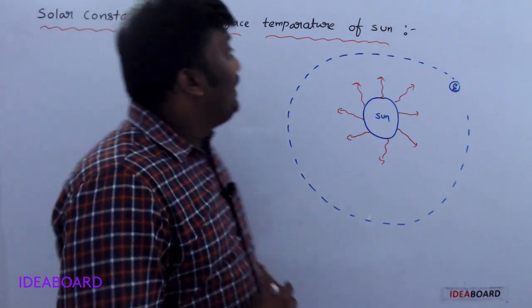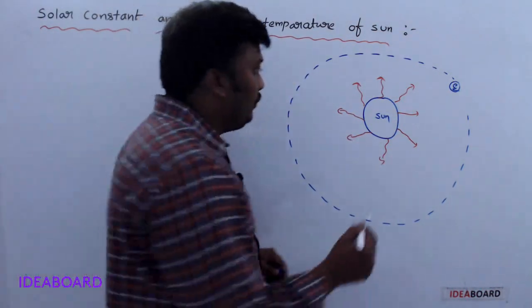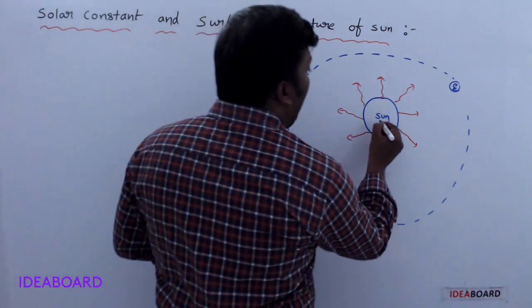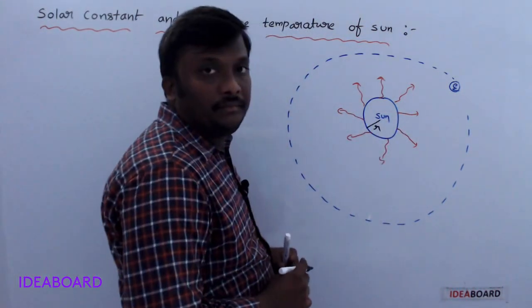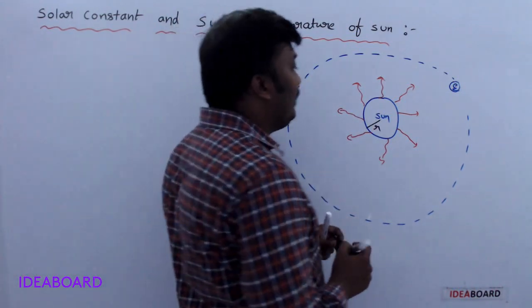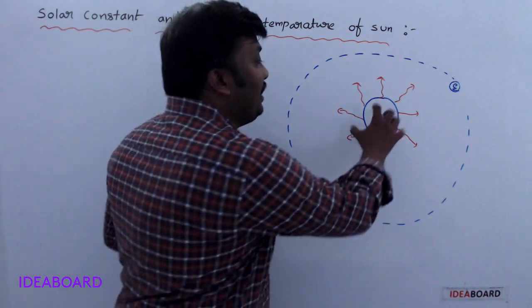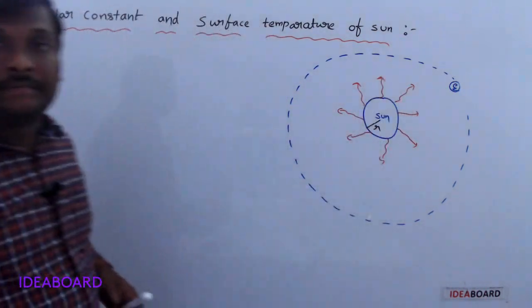Okay, now to measure the surface temperature of the sun, let us take small r be the radius of the sun. Now here the sun radiates the energy in all directions, na.